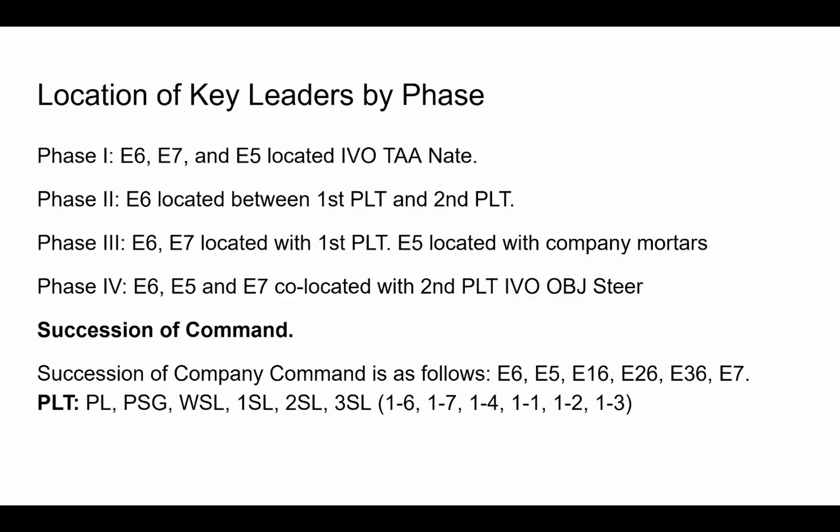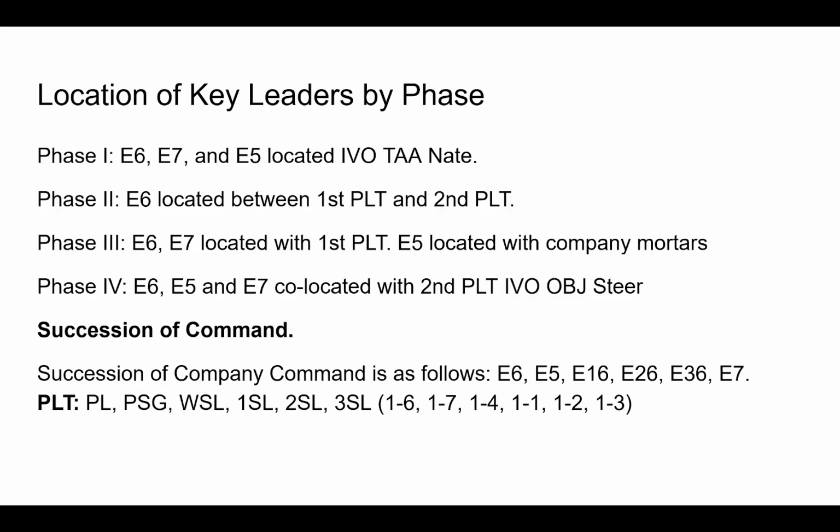So the company's like, hey, we're generally going to be located at the TAA. In phase 1, phase 2, we're going to be between Lancer and Nightmare, or with Lancer or with Nightmare. Phase 3, we're going to be, use rinse and repeat through each phase. So it gives the platoon leader kind of an understanding of, hey, if I need the company commander, this is generally where they're going to be. And also the succession of command is super important as well.